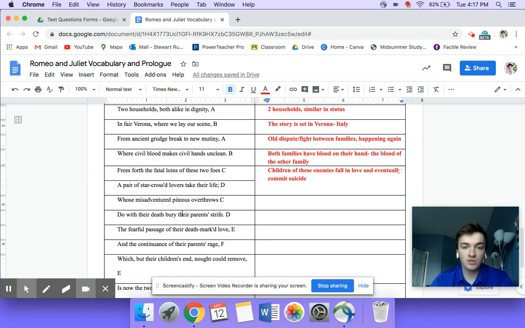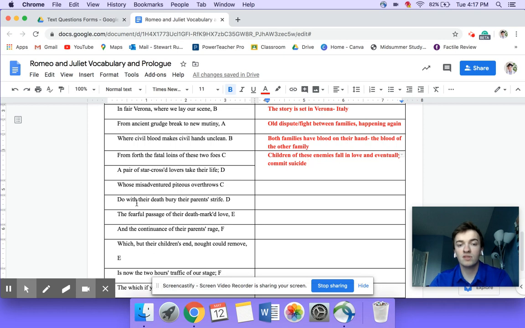Next one: "Whose misadventured piteous overthrows do with their death bury their parents' strife." So what this means is their deaths, their sad deaths, cause their parents to forgive each other and stop fighting.